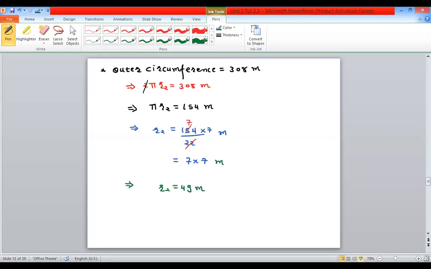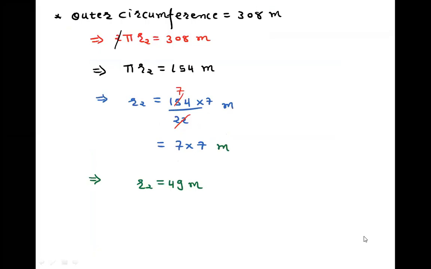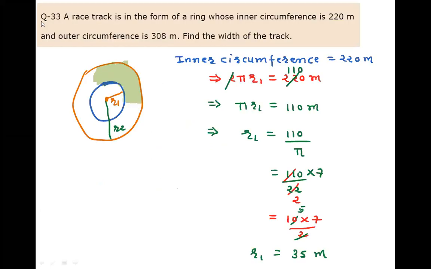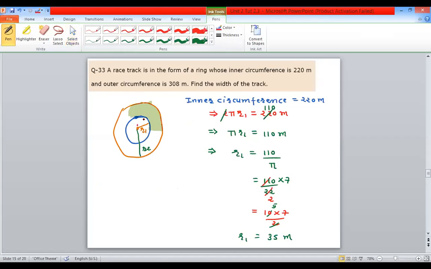So look students, I got the two radii, R1 and R2. R1 indicates the inner part and R2 indicates the outer part. So let me find the width of the track. I have this part, which is 35, and this whole part is 49. I got just only this part. This is the width of the track. So simply, the width of the track is R2 minus R1.